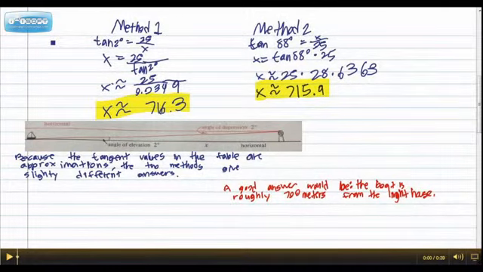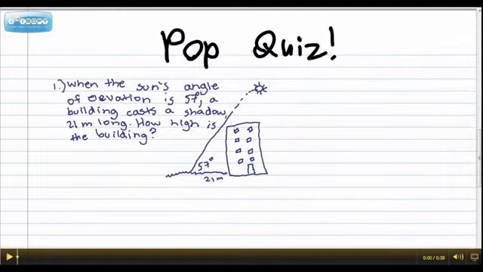Method 1 gives us the answer x is approximately 716.3. Method 2 gives us the answer x is approximately 715.9. Because the tangent values in the table are approximations, the two methods give slightly different answers. A good answer would be the boat is roughly 700 meters from the lighthouse.